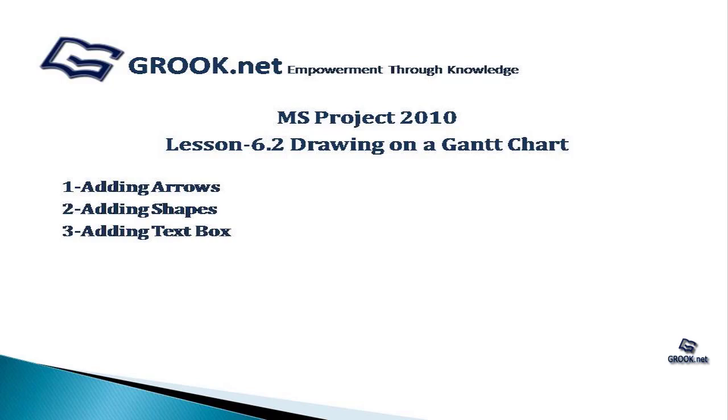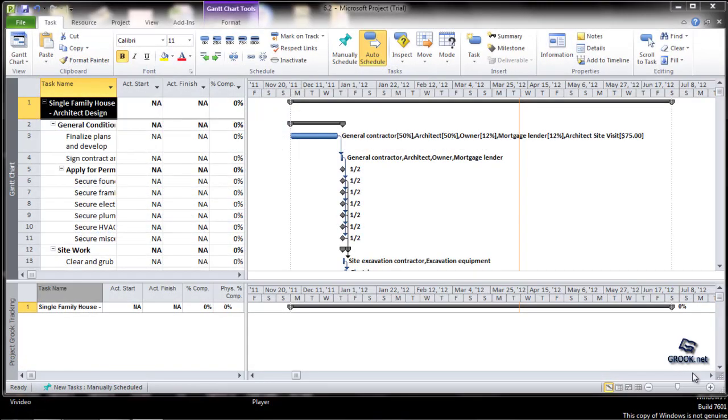In lesson 6.2, we see how to draw on a Gantt chart. So first, we see how to add arrows, then how to add shapes, and how to add a text box. For this tutorial, you can use the sample project prepared at the end of lesson 6.1, available on GROOKnet.